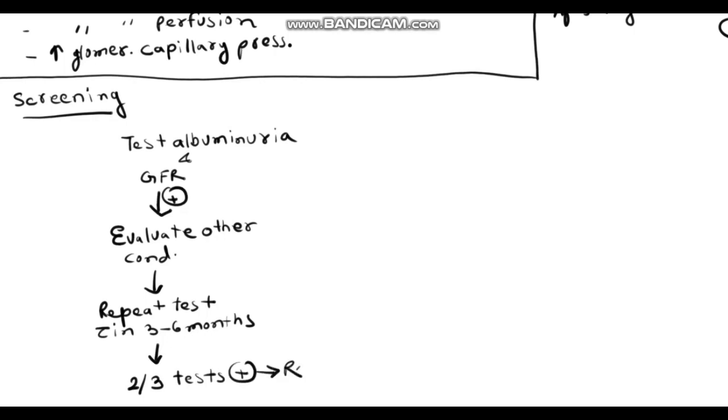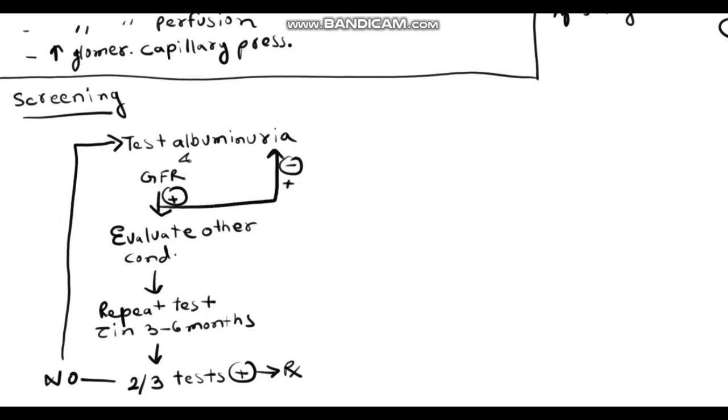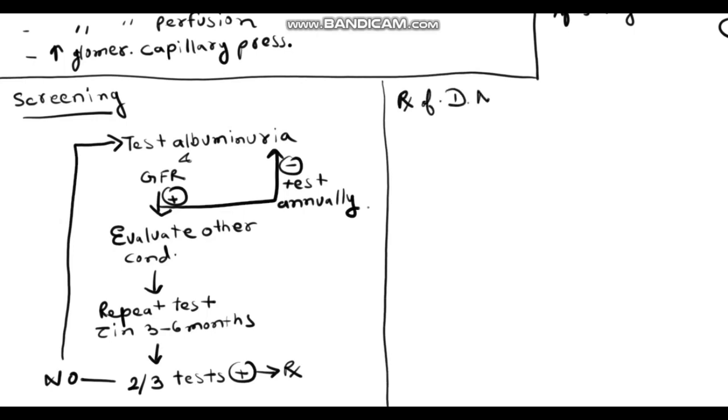that is greater than 30, then treat the patient, and if not, then again test albuminuria and GFR. You can test albuminuria and GFR annually, and if the test is negative the first time, then again you can test in the next year for albuminuria in diabetic patients. So now let us see the treatment of diabetic nephropathy.